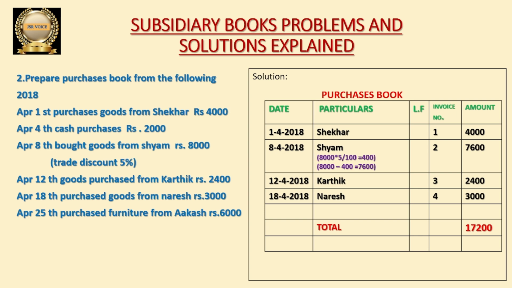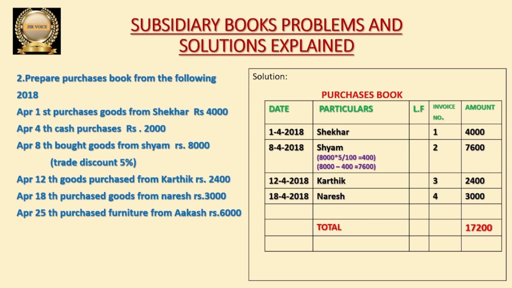See on the right side, in date column 1-4-2018, under particulars column Shaker, name is mentioned, LF column empty, invoice number, again I have taken serial number because it is not available in the question. Bill number, invoice number is not available in the question. So 1. Next, amount column 4,000.